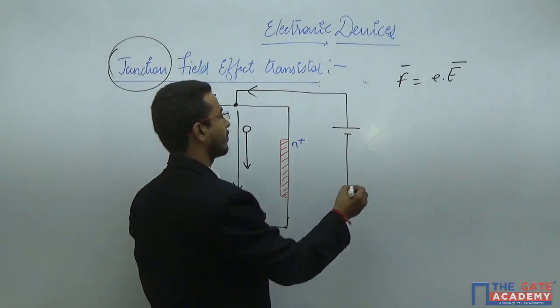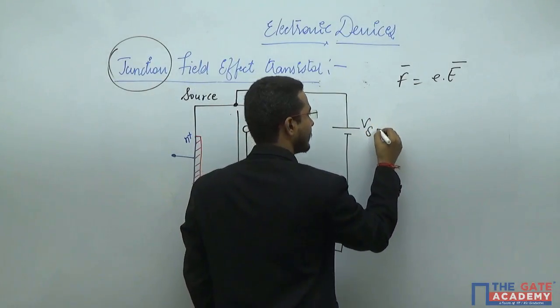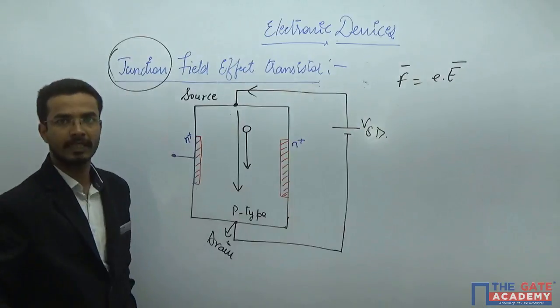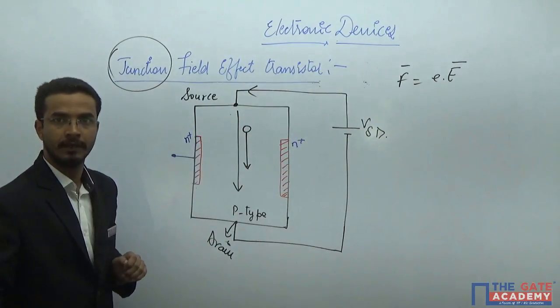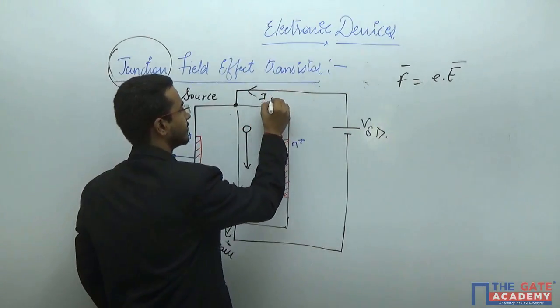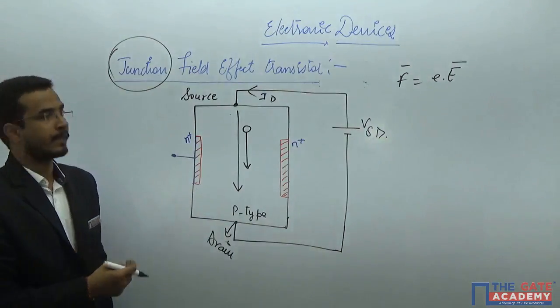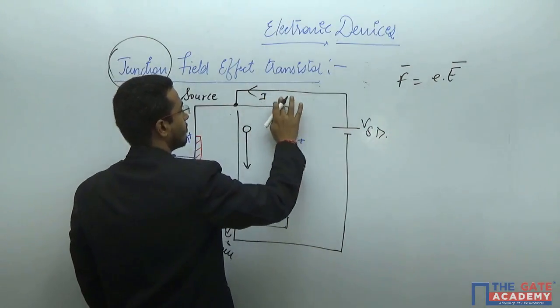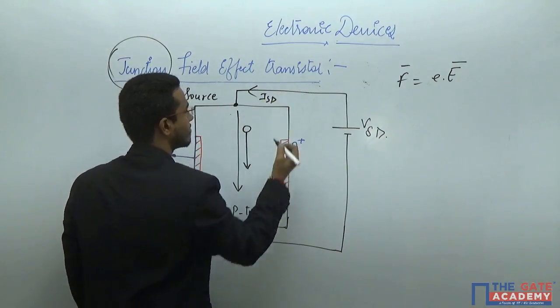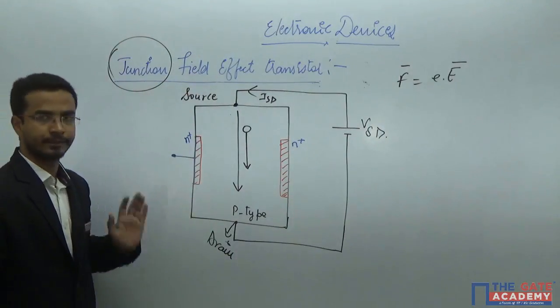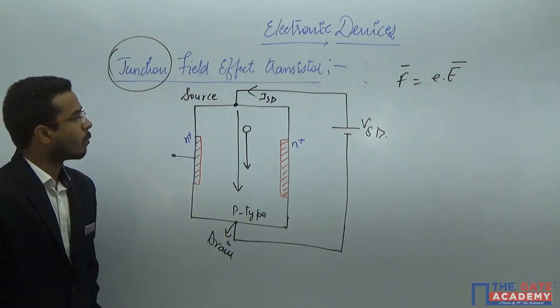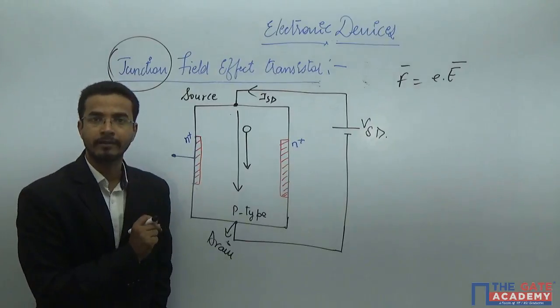So this particular voltage will be known as VSD, that means source to drain voltage. And this is known as ID, the drain current, or the more specific name is ISD, the source to drain current. But what is the beauty of this particular device?